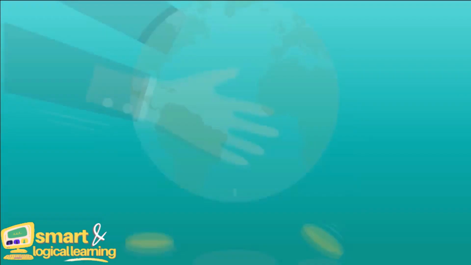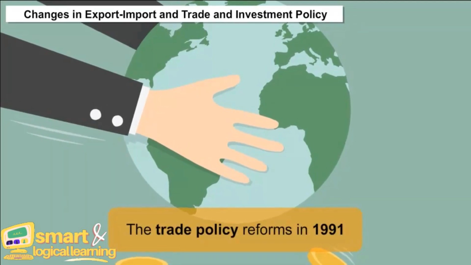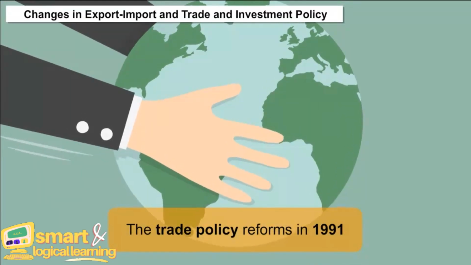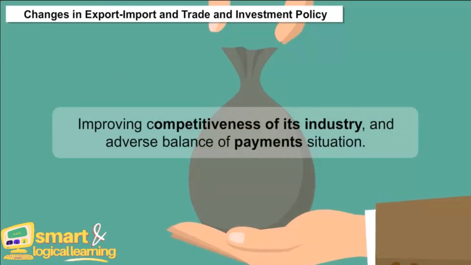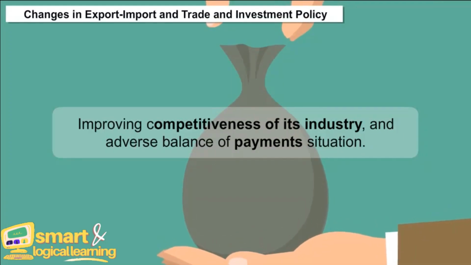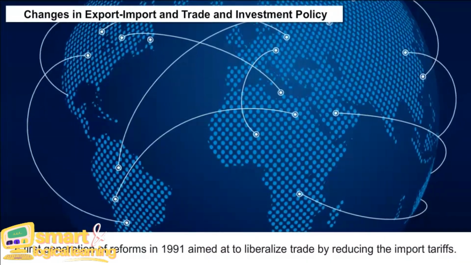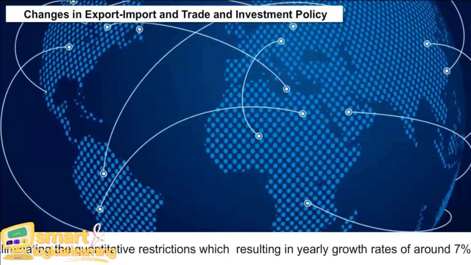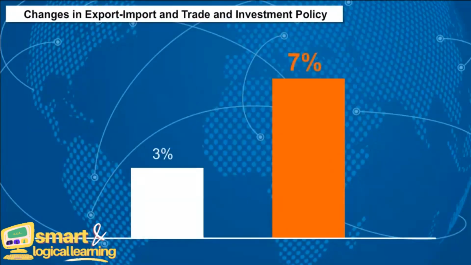Liberalisation. Changes in export-import and trade and investment policy. The trade policy reforms in 1991 seem to have been guided mainly by concerns over globalization of the Indian economy, improving competitiveness of its industry and the adverse balance of payments situation. First-generation reforms in 1991 aimed to liberalize trade by reducing import tariffs and eliminating quantitative restrictions, resulting in yearly growth rates of around 7% compared with 3% before the reforms.